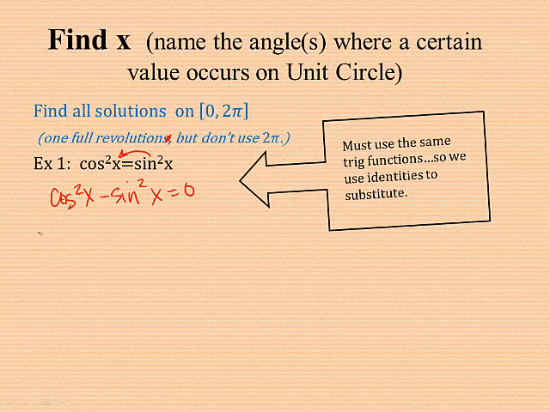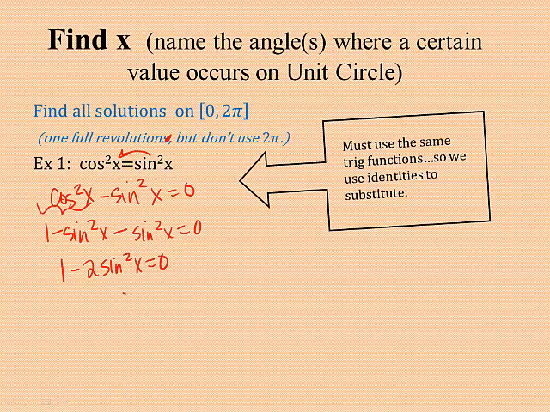Now I'm going to use my good old trig identities. I know that cosine squared is 1 minus the sine squared x. So I'm going to substitute that in and just bring the minus sine squared x right down. Okay, so what do I have? 1 minus 2 sine squared x equals 0.